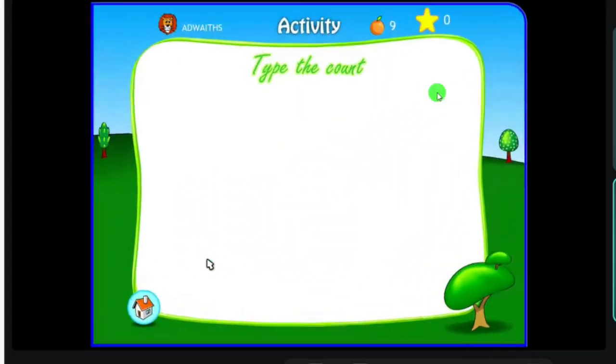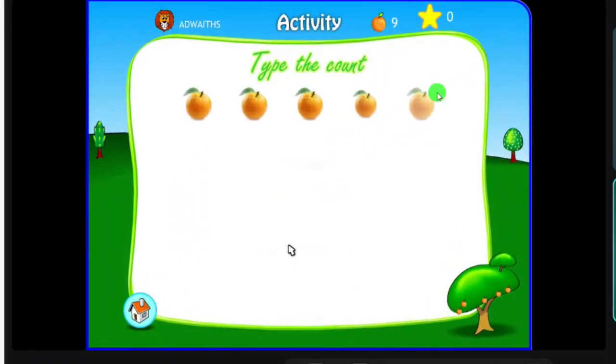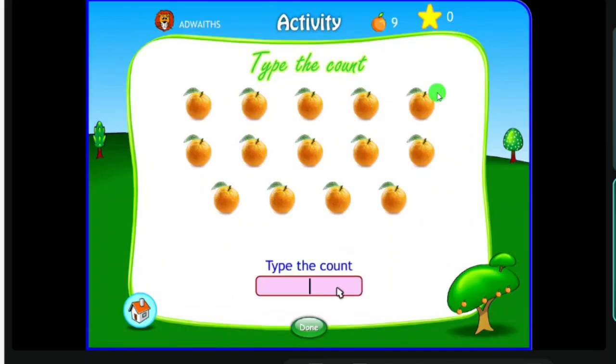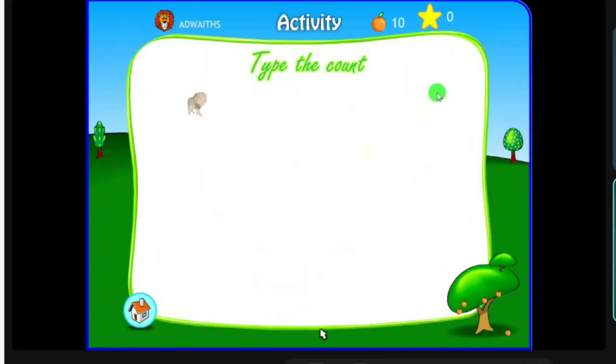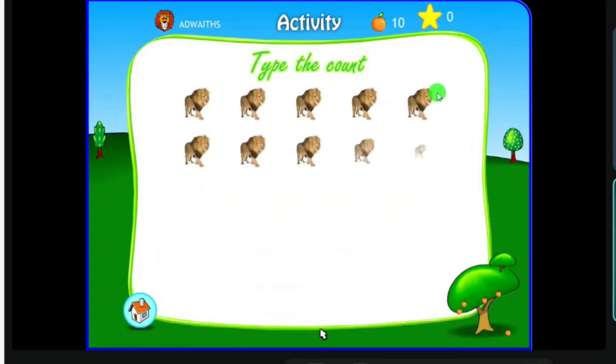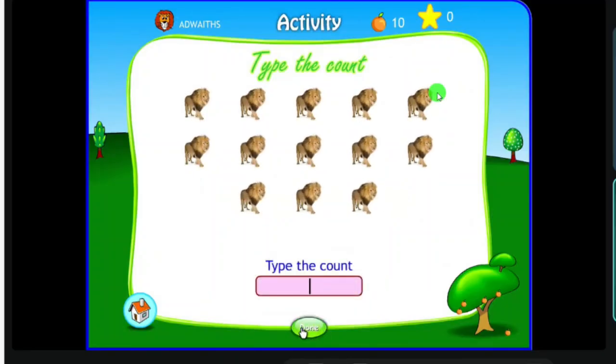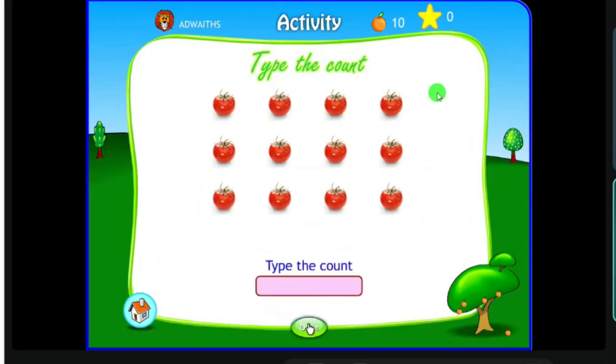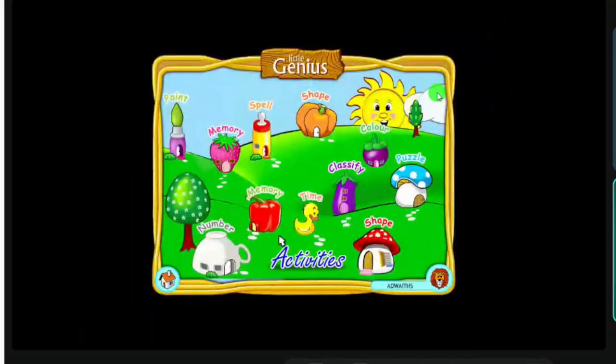Then number tests are there. Number counting test. See, 10, 14. If you write 14, it will tell it is right. Then it will show another test. So this also will be going on like this. If you write the wrong answer, it will tell you it is wrong, the right answer will be given, and you can ask the next question. So this way numerous tests will be there.